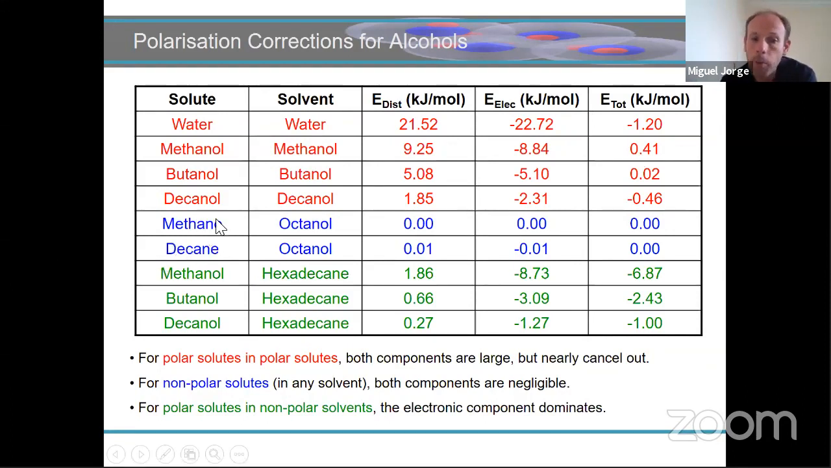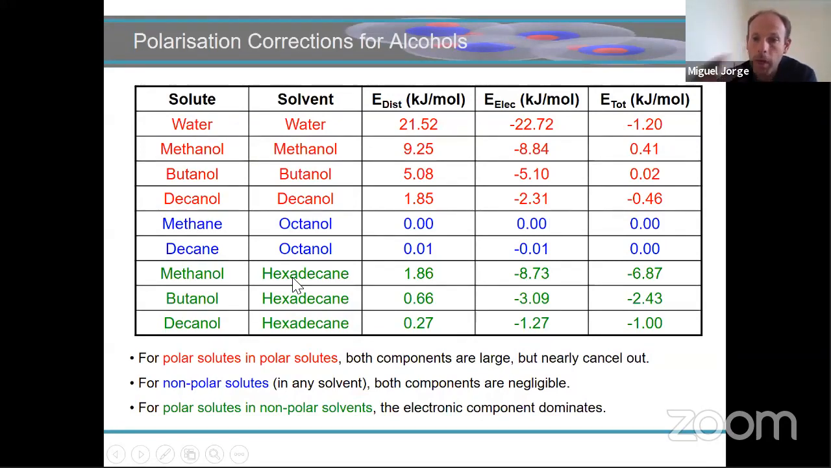When you have a non-polar molecule solute in any solvent, then the corrections are both zero because the molecule is not polar, okay? But the interesting point is this third one, the green ones, that's when you have a polar molecule in a non-polar solvent. So the distortion term is very small because the solvent is not polar, but the electronic component is still as high as when you have a polar solvent, okay? So the net result is a negative correction that you need to apply to get this right.